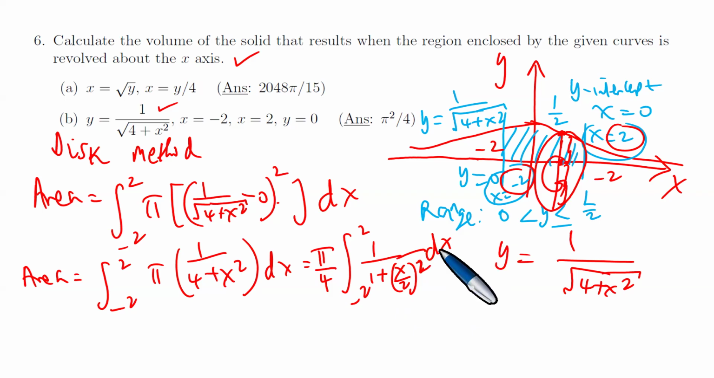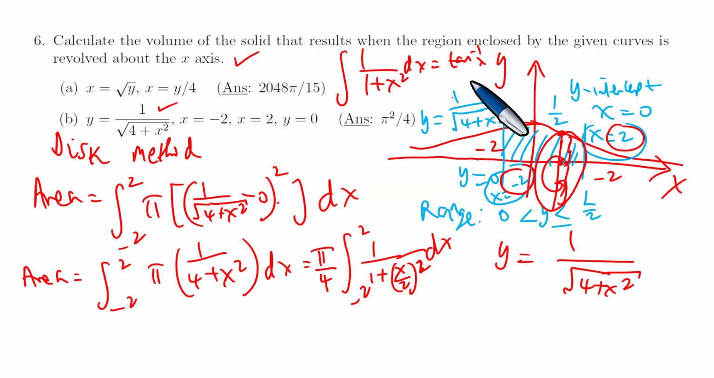Okay. We just need to do this particular integral here. I put out the 4 so that this thing can resemble the formula of 1 plus x squared dx, because we know this integral is arctan of x.